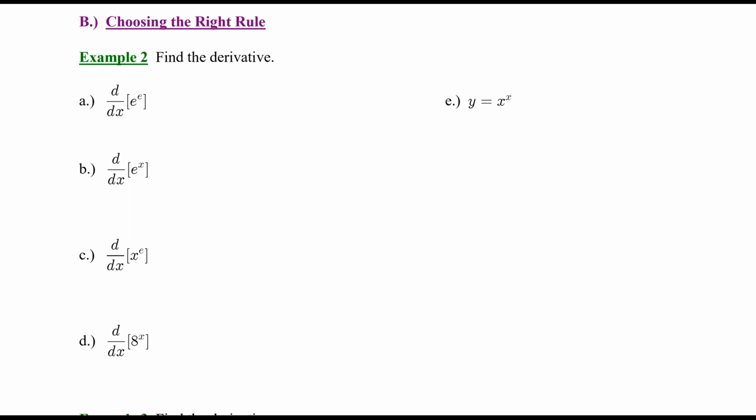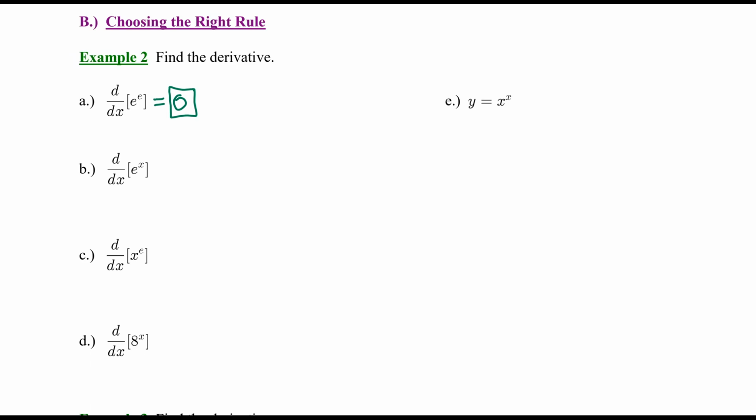Example A, we want to find the derivative with respect to x of e to the e power. Notice the base, e, is a constant. The exponent e is a constant as well. So we are finding the derivative of a constant. The derivative of a constant is 0. So the rule that we apply here, the derivative of a constant is 0.